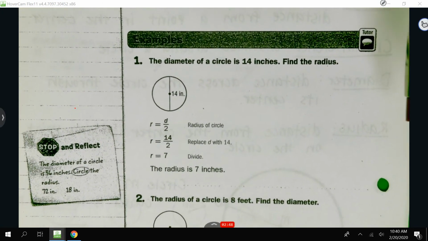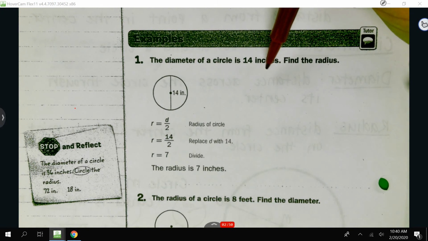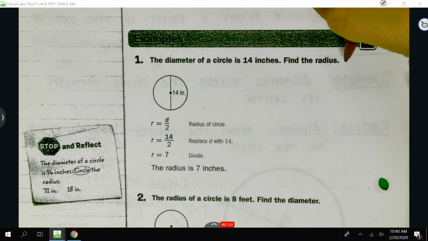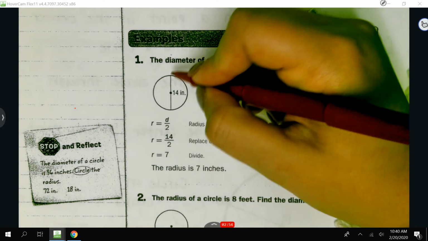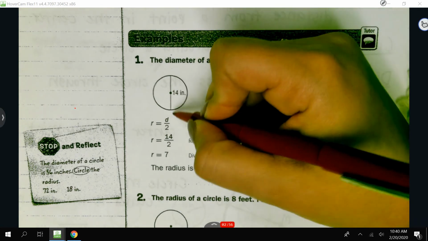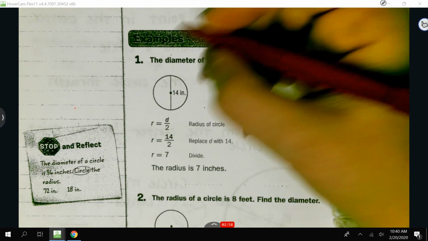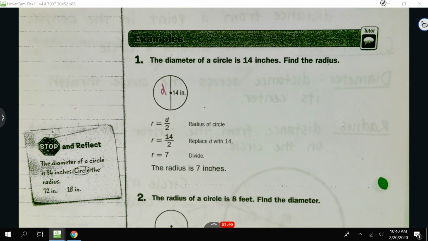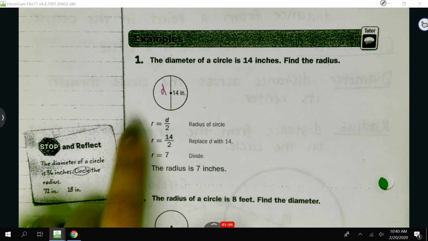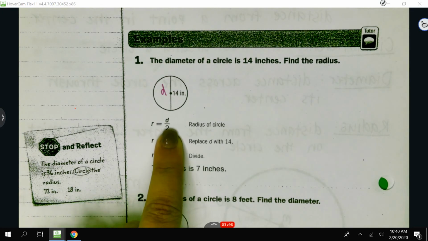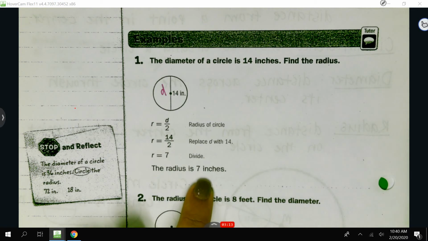Example 1, it says that the diameter of a circle is 14 inches. Find the radius. So I have a picture right here. This diameter is going through the center and touching both ends. So that's your D. Because you know the D, you're going to use the formula R equals D over 2. So then you're just plugging in 14 for D, and you find that the radius is 7 inches.